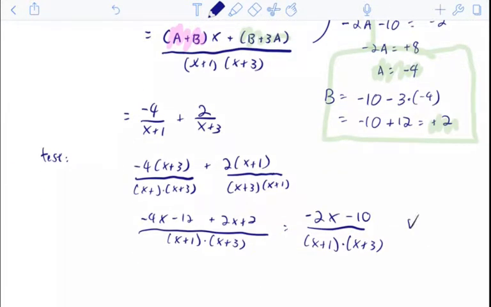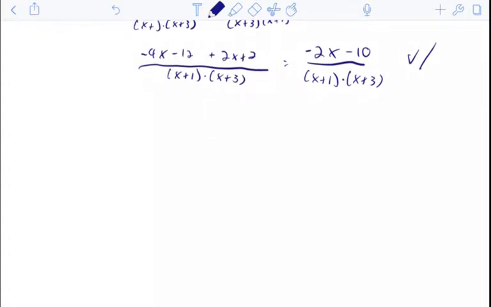Let's try another example. All right, so how about this one? 18 over x plus 4, 1 minus 2x. That one's a little bit more exotic.